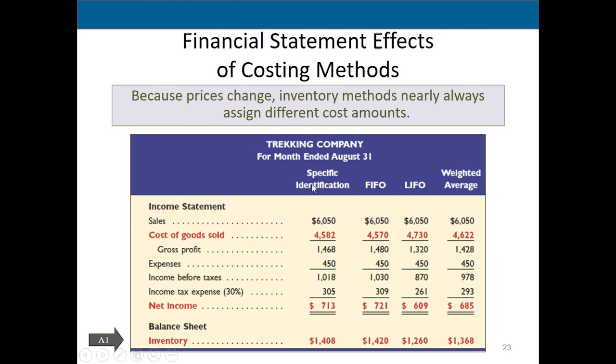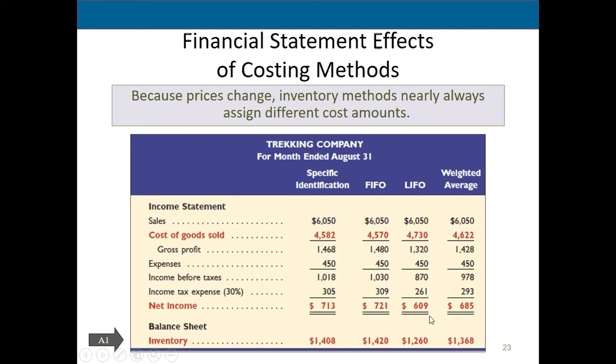But under specific identification for the exact same information across the board, we had a net income of $713. Under FIFO, it was $721. Under LIFO, it was $609. And under weighted average, it was $685. You might be saying, gosh, well, it's not hugely different. What if this was in millions, though, right?